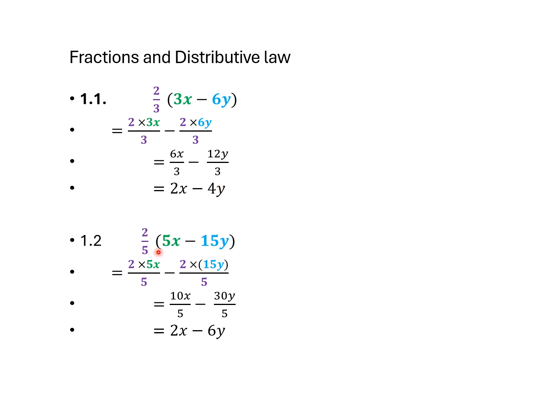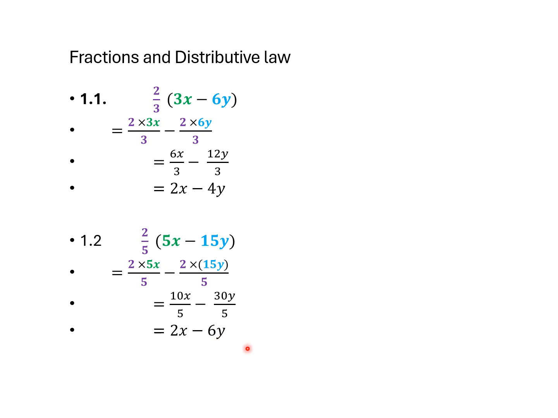Then 1.2, again, I have 2 over 5 multiplied by, in brackets, 5x minus 15y. Remember that's 5x over 1. So I'm going to say 2 times 5x, 5 times 1, which stays 5. Positive times negative stays negative. That's 15y over 1, so 2 times 15y, 5 times 1, which stays 5. 2 times 5x gives me 10x over 5, minus 2 times 15y, which gives me 30y over 5. 10 divided by 5 gives me 2x, minus 30 divided by 5, which gives me 6y.